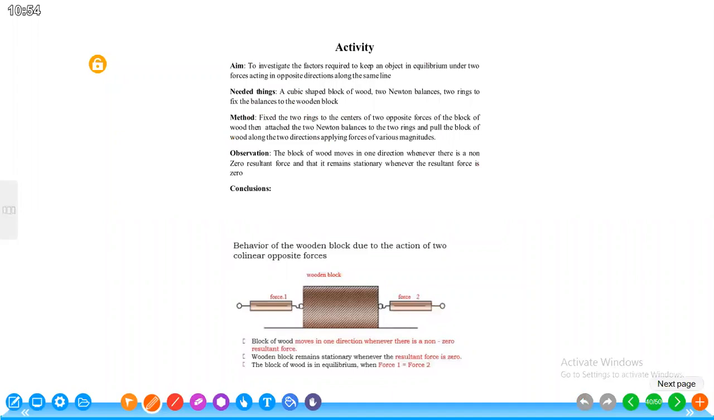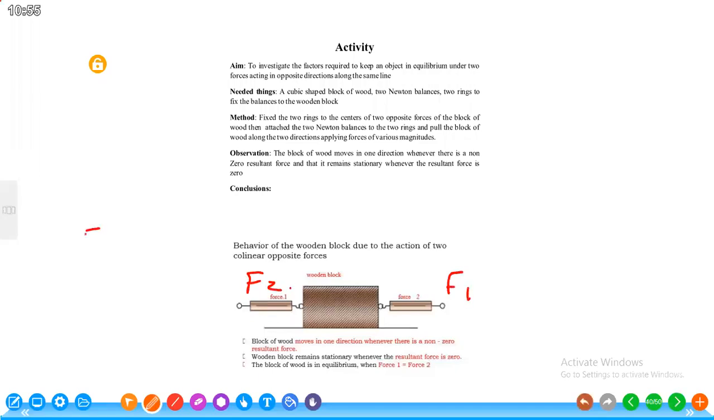Then another activity, to investigate the factors required to keep an object in equilibrium under two forces acting in opposite directions along the same line. The first activity uses a ring to examine the equilibrium of forces under two forces by using a spring or ring. And the second one uses a wooden block for this experiment. Here you can observe the block of wood moves.